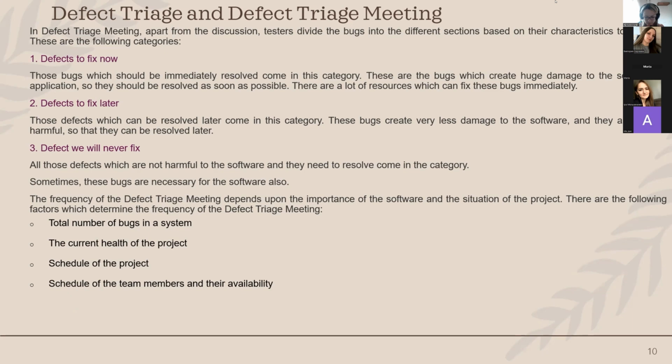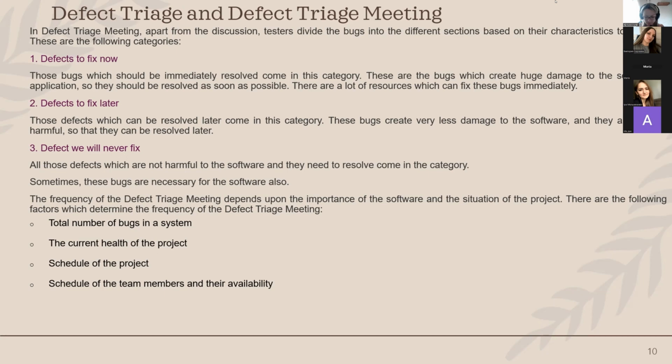The frequency of the defect triage meeting depends upon the importance of the software and the situation of the project. There are the following factors which determine the frequency of the defect triage meeting. They are the total number of bugs in the system, the current health of the project, the schedule of the project, the schedule of the team members and their availability.